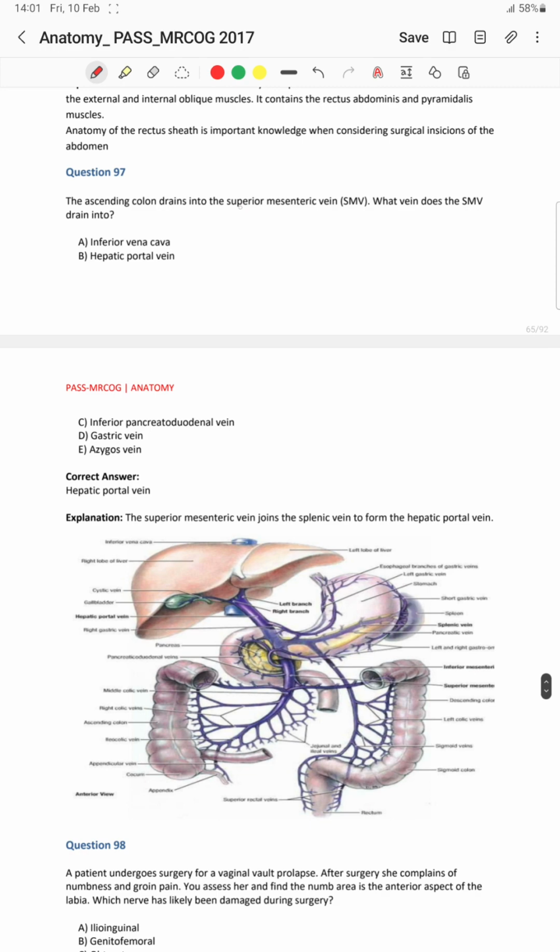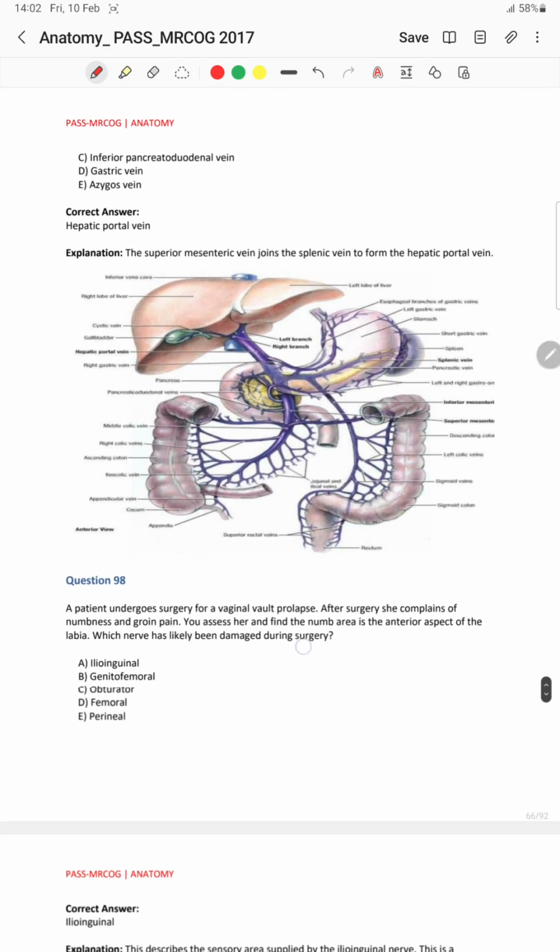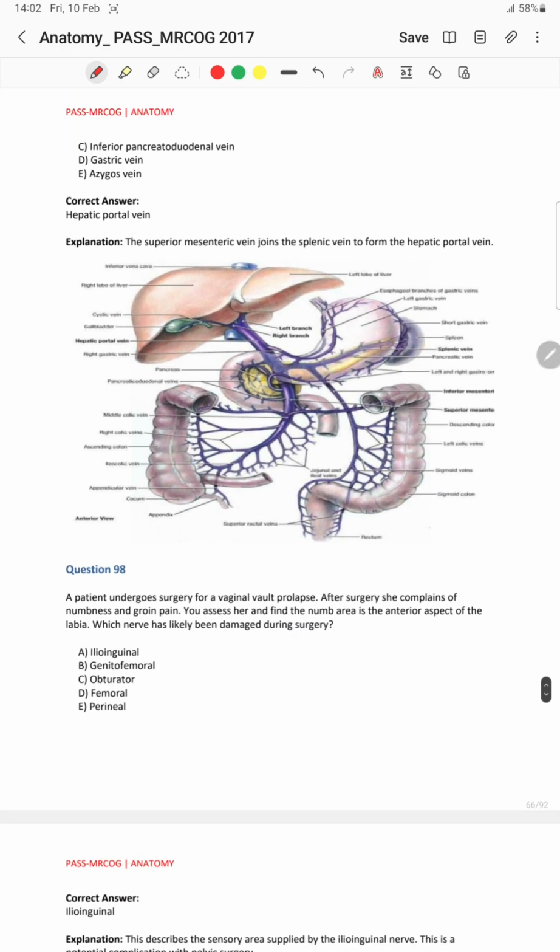Next question, the ascending colon drains into the superior mesenteric vein. What does the superior mesenteric vein drain into? Yes, it drains into the hepatic portal vein. This is the superior mesenteric vein, and it joins.